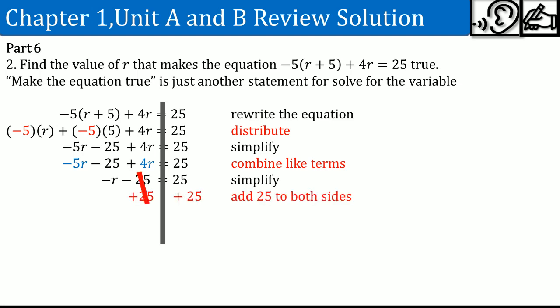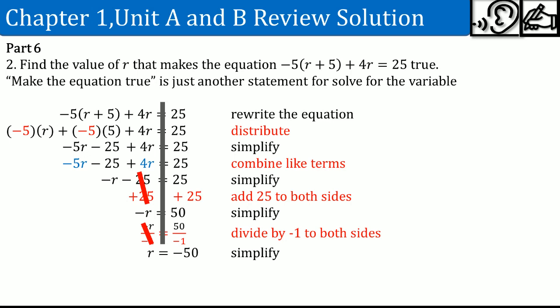Add 25 to both sides, I get negative r equals 50, because 25 plus 25 on the right-hand side becomes 50. The r is not alone because there's still a negative in front, so you're going to divide by negative 1 or multiply by negative 1. You still get the same answer. That should cancel out, getting you r equals negative 50, which makes the equation true. So there you go. Those are all your solutions for part 1 through part 6 of the chapter 1 review solutions.